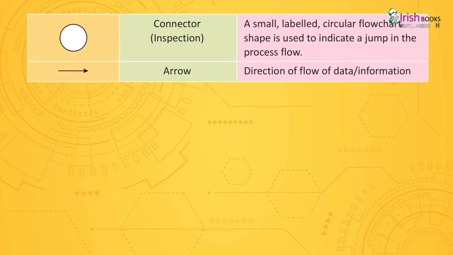Connector. A small labeled circular flowchart shape is used to indicate a jump in the process flow. Arrow. Direction of flow of data or information.